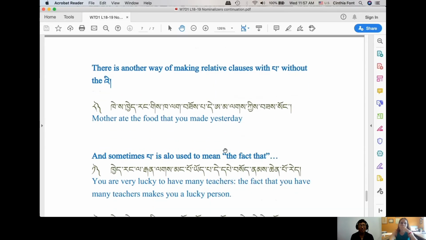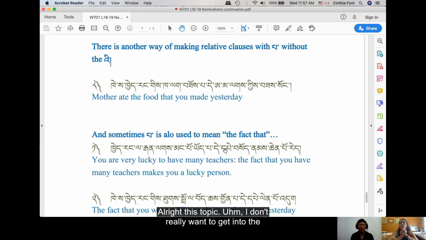Okay. All right, this topic, I don't really want to get into the details of it right now just because of our lack of time. There's another way of making relative clauses with pa without the akikui. It is the same in classical Tibetan for those of you who study classical Tibetan, okay?